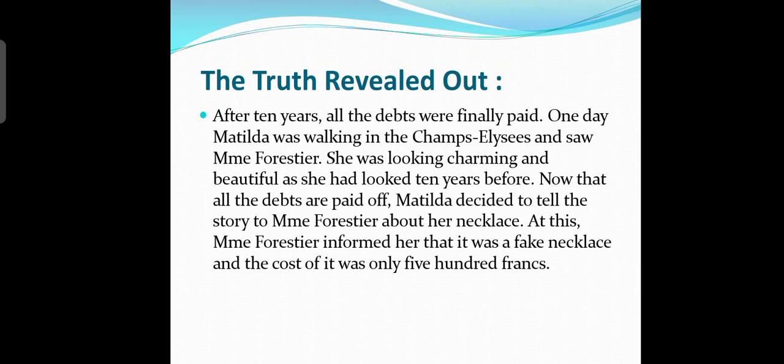Now that all the debts are paid off, Matilda decided to tell the story to Ma'am Forestier about her necklace. At this, Ma'am Forestier informed her that it was a fake necklace and its cost was only 500 francs. Another shocking truth was revealed to Matilda, and when she came to know that the necklace was an artificial one, she was very surprised. She was shocked even.